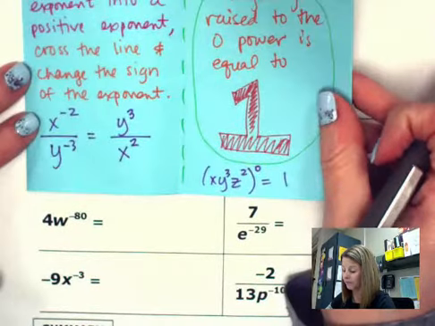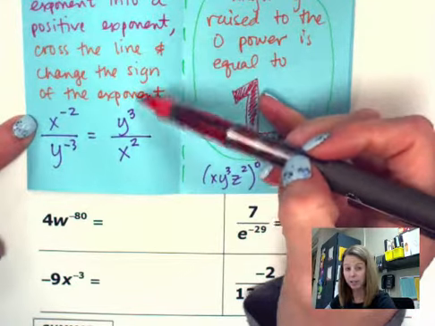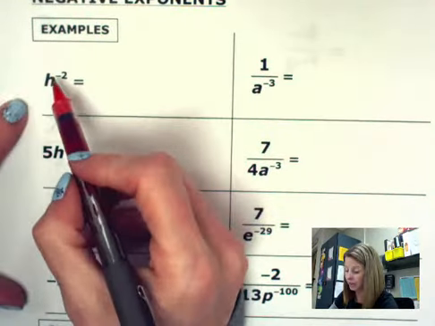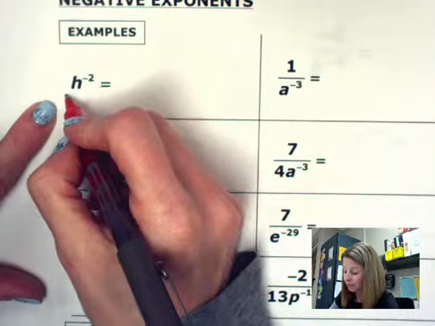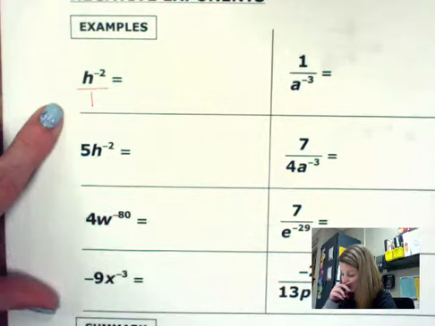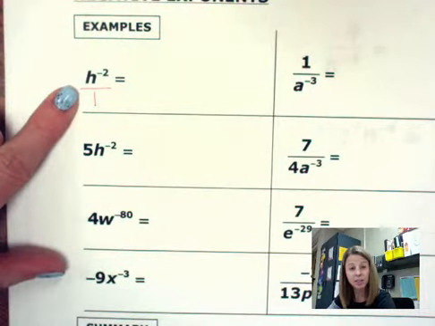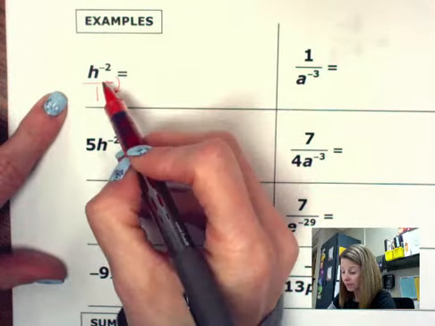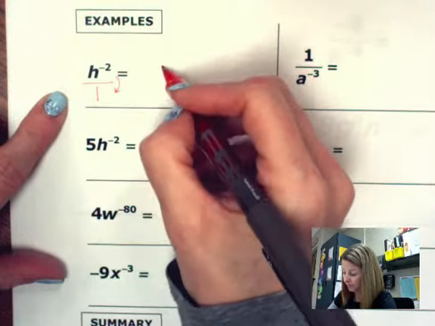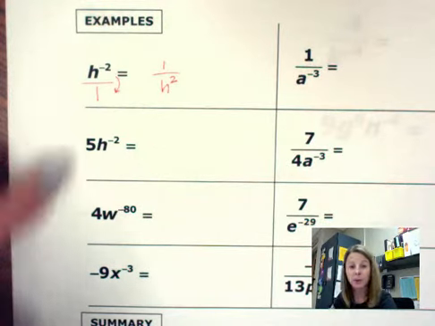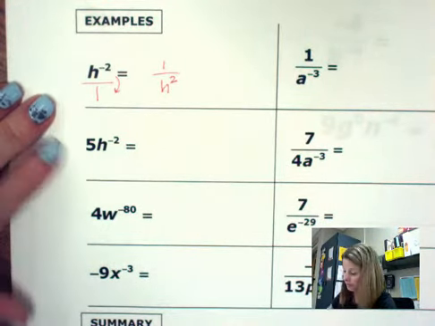So I want you to have in your mind, cross the line and change the sign. So, first example, h to the negative second. I'm going to encourage you to turn these into fractions by putting them over 1. So it says here to cross the line and change the sign. So when I do that, that's going to switch to the bottom, and there needs to be a 1 left on the top. So this will say 1 over h to the positive 2. So I cross the line and I change the sign.